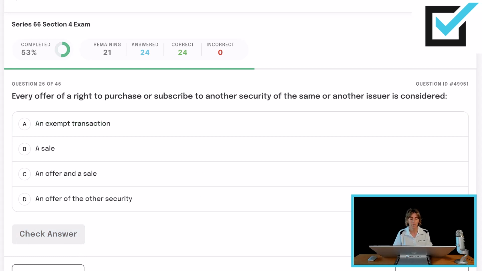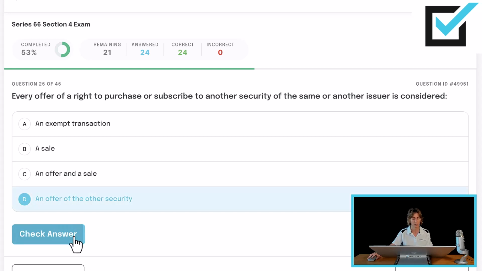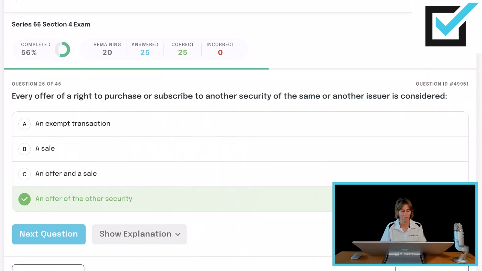Every offer of a right to purchase or subscribe to another security of the same or another issuer is considered an exempt transaction, a sale, an offer and a sale, or an offer of the other security. Every offer of a right to purchase or subscribe to another security is an offer of the other security. I know they talk so strangely in these law questions. It's a matter of practice.